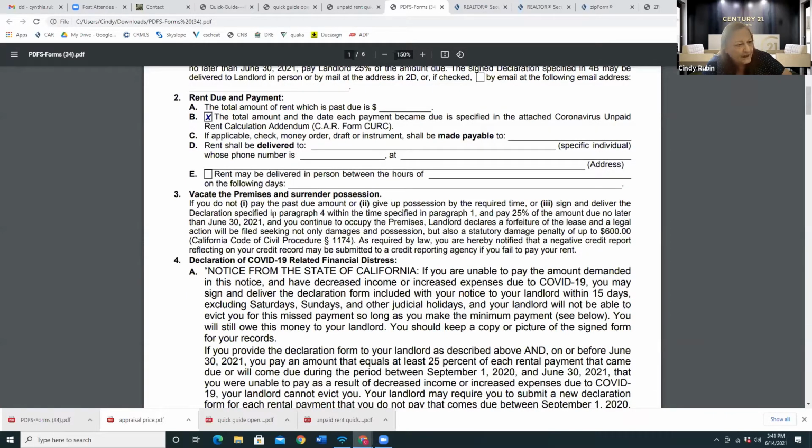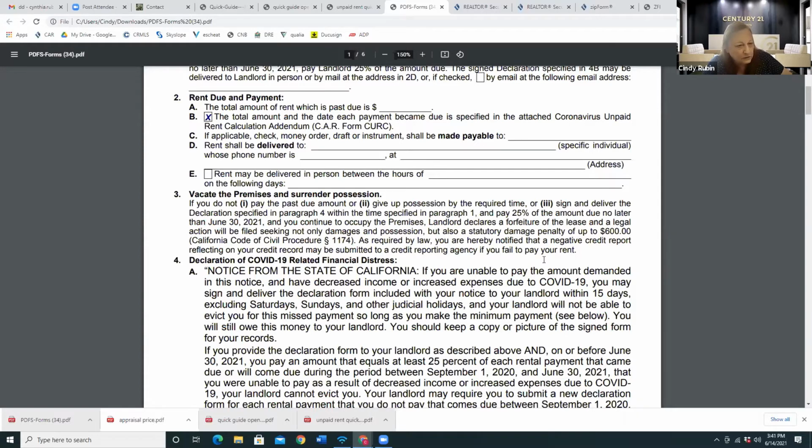Okay. If you do not pay the past due amount or give up possession by the required time, or sign and deliver the declaration and pay 25% of the amount due, and you continue to occupy the premises, landlord declares a forfeiture of the lease. So we're forfeiting the lease, and a legal action will be filed seeking not only damages and possession, but a statutory damage penalty of up to $600. Whoa. I'm sure that'll help those landlords who didn't get any rent for a long time. Okay.